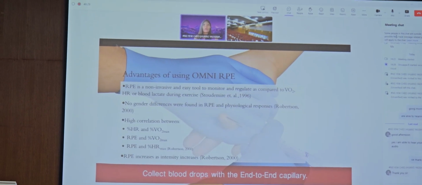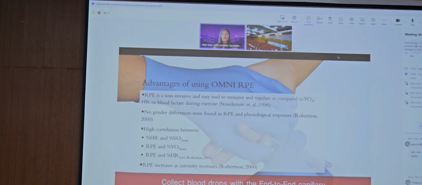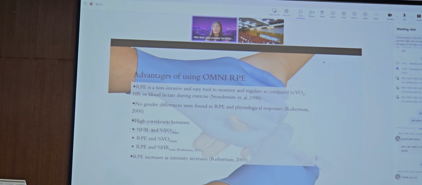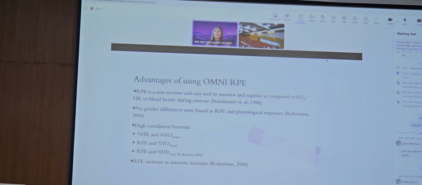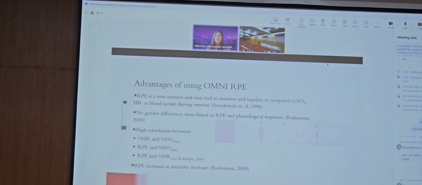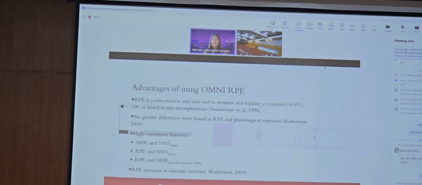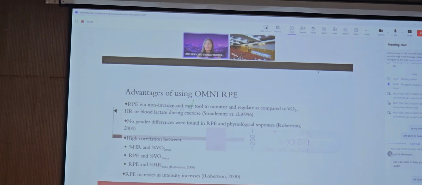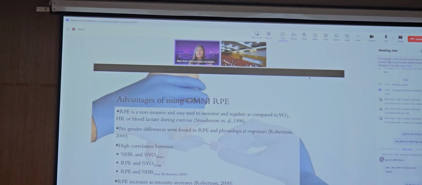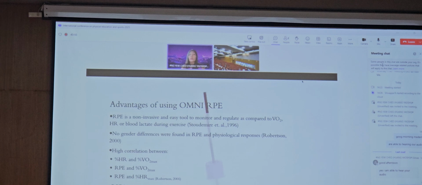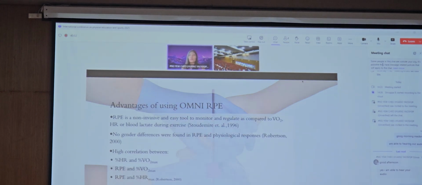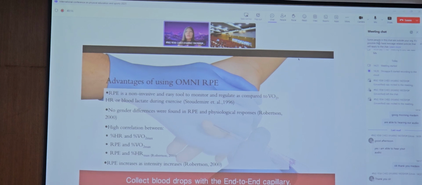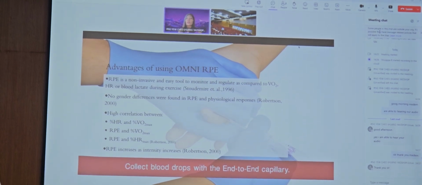The advantage of using the RPE scale is that it is a non-invasive and easy tool to monitor and regulate exercise, as compared to VO2, heart rate, or blood lactate. Studies have found that there are no gender differences in RPE and physiological responses, and there's a high correlation between percent heart rate max, percent VO2 max, and RPE. And of course, as RPE increases, intensity also increases.